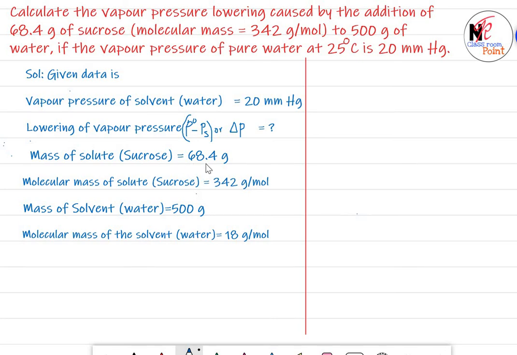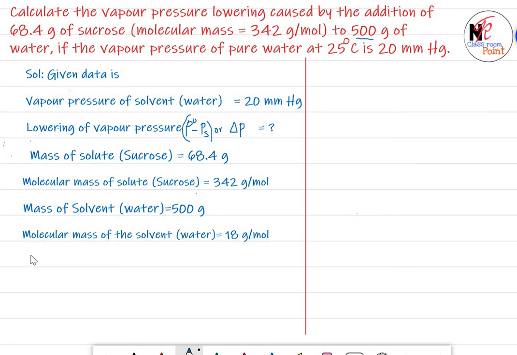Mass of the solute is given, 68.4 grams. Molecular mass of the solute is 342 grams per mole, and the mass of the solvent, water, mentioned here is 500 grams, and its molecular mass, no need to go, that is 18 grams per mole. Now let us complete the calculation.